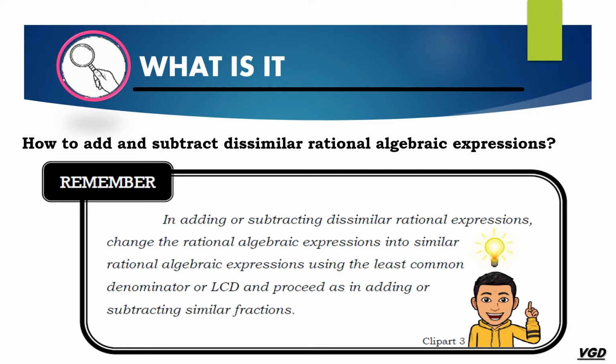What is it? How to add and subtract dissimilar rational algebraic expressions? Let's remember this rule. In adding or subtracting dissimilar rational expressions, change the rational algebraic expressions into similar rational algebraic expressions using the least common denominator, or LCD, and proceed as in adding or subtracting similar fractions.